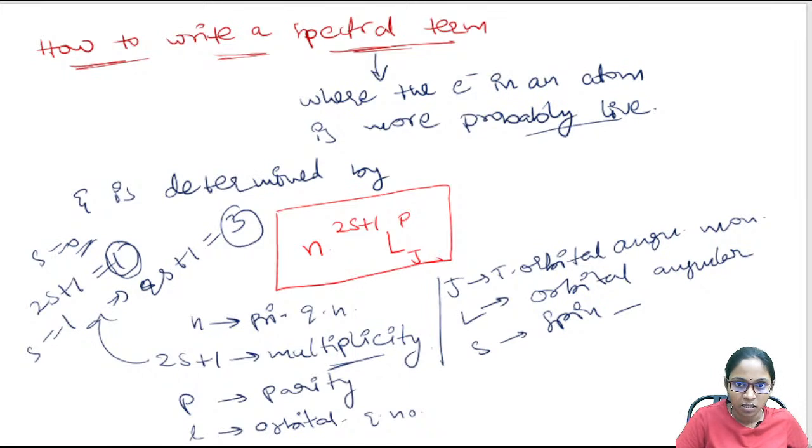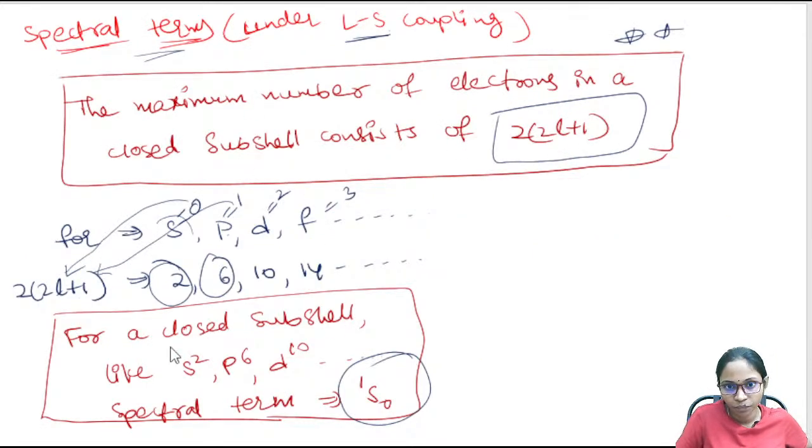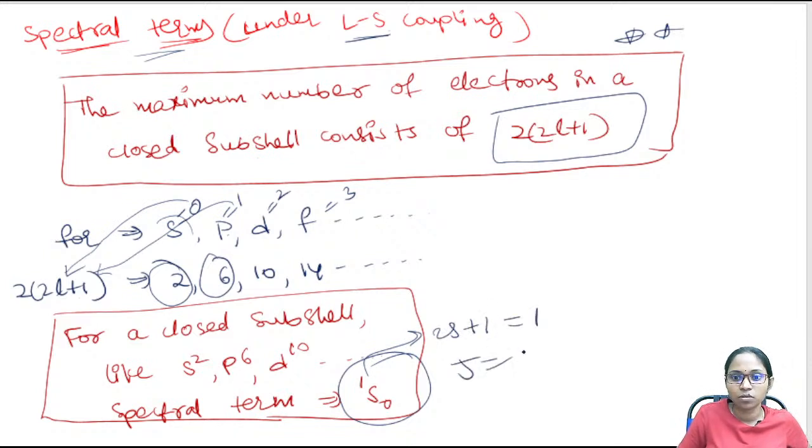This is the way to write the spectral terms. For a closed subshell, you will have only one spectral term. Here the 2S plus 1 value will be equal to 1, and the J value is equal to 0.